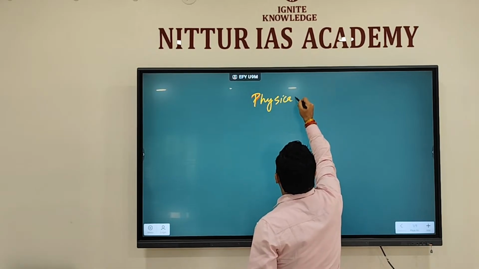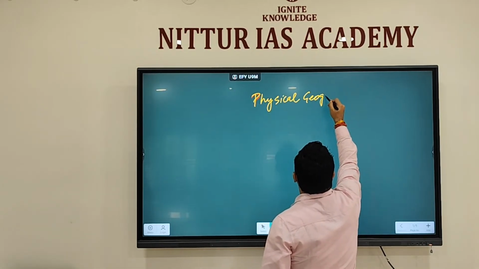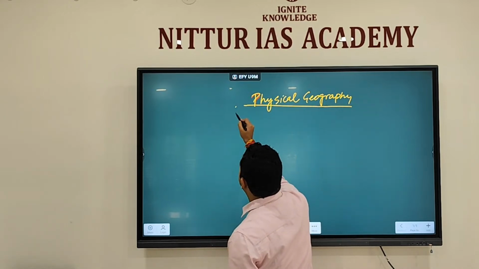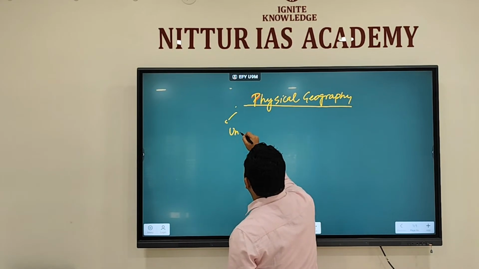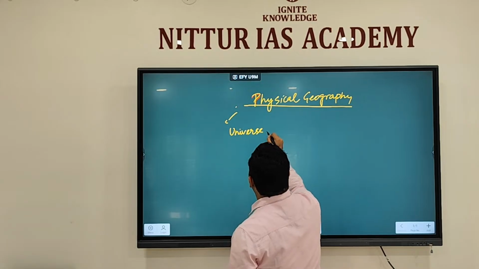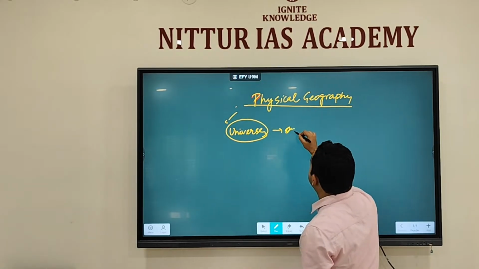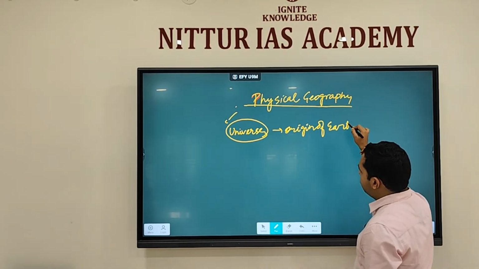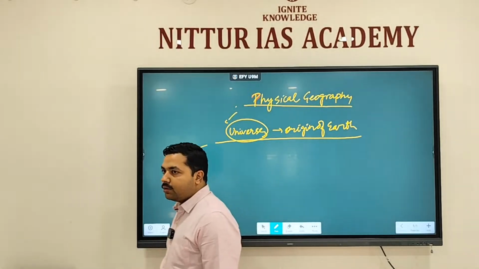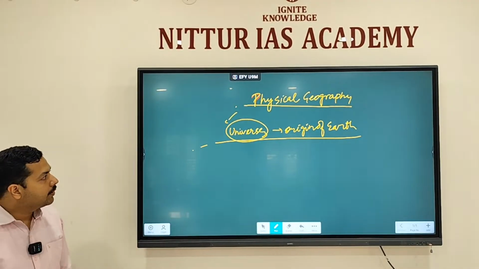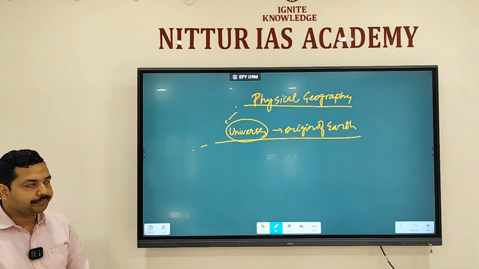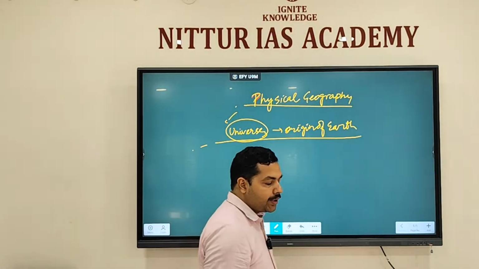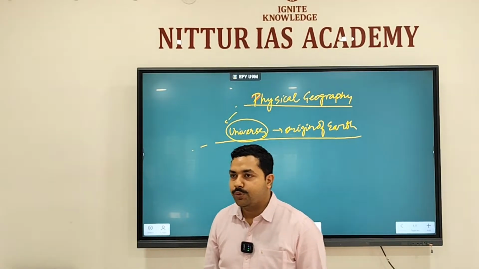So first we'll start with the concept of physical geography, and under that we'll start with the concept of the universe or origin of earth. So this is the topic mentioned: origin of earth and universe. Fine. Do you have any idea how earth originated? Do you have any idea?